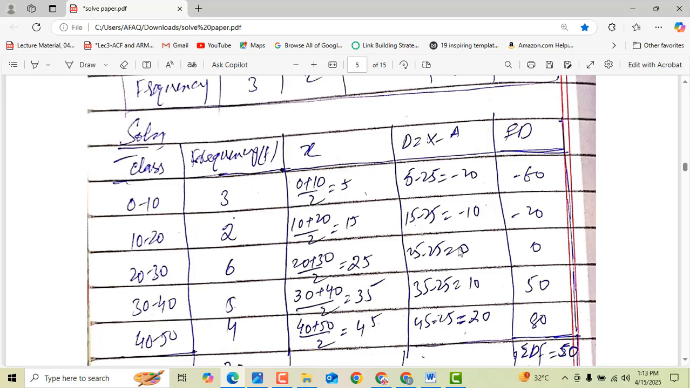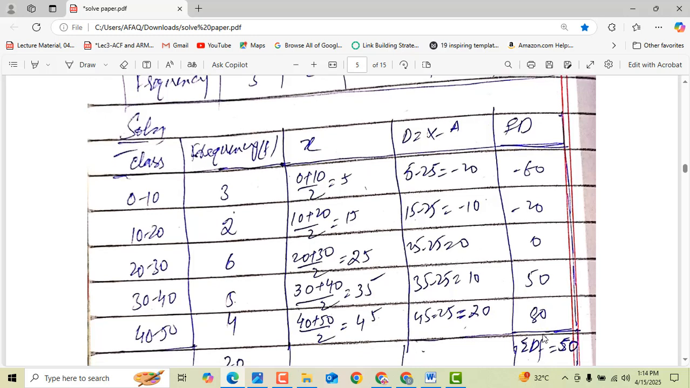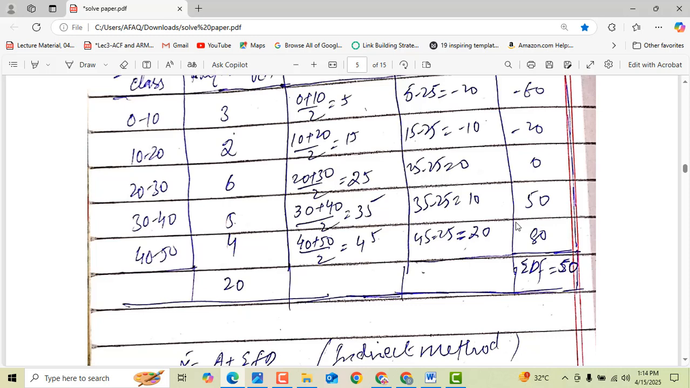Now we are going to find fd. 3 into minus 20 is equal to minus 60, 2 into minus 10 is equal to minus 20, 6 into 0 is 0, 5 into 10 is 50, 4 into 20 is equal to 80. Then we have summation fd is equal to 50, because look at this, minus 60, minus 20 plus 80 cancel each other and the remaining figure is only 50.